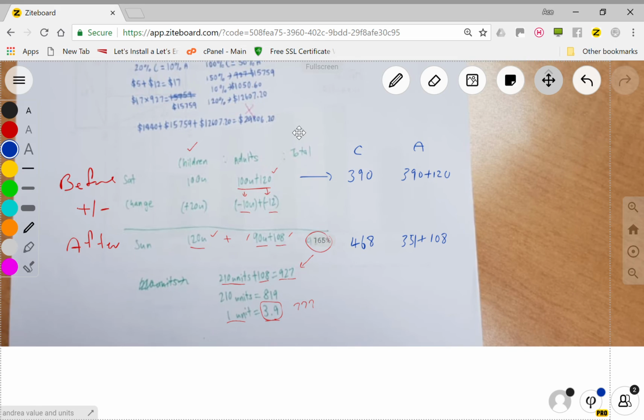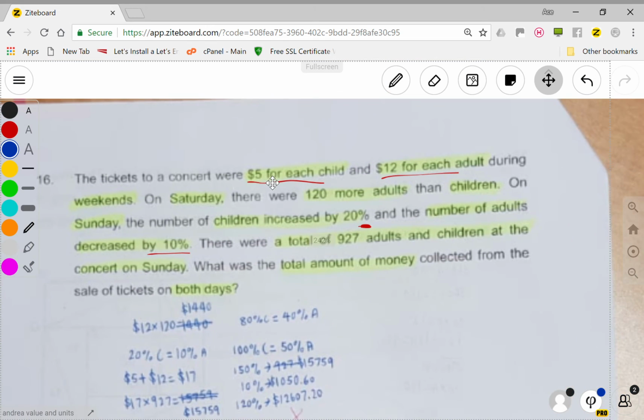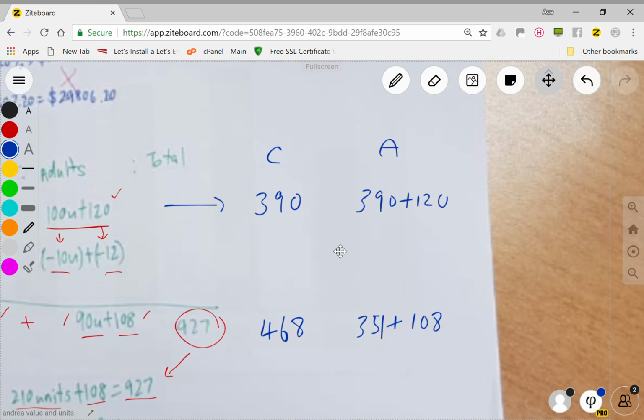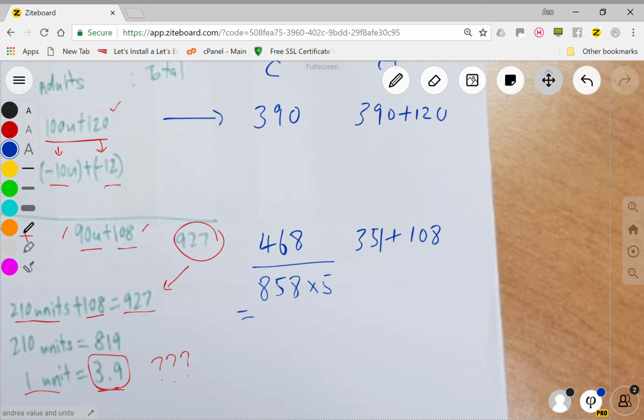Then we use the value. This is $5 each child, $12 each adult. So child is $5 each, and adults is $12 each. Let's find the total number of children. It's 390 plus 468, 858 times 5, right? It's 4,290. Okay, next one.